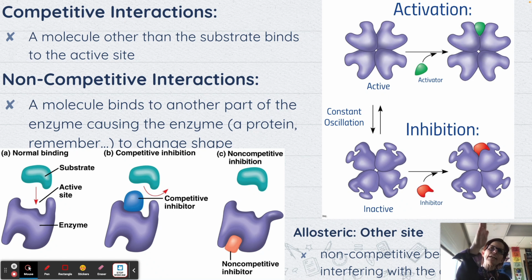Okay, and then over on the other side, talking about allosteric, let me get my image out of the way there. Oh, it failed. I can't get my image to move. Okay, I guess my image is stuck there.